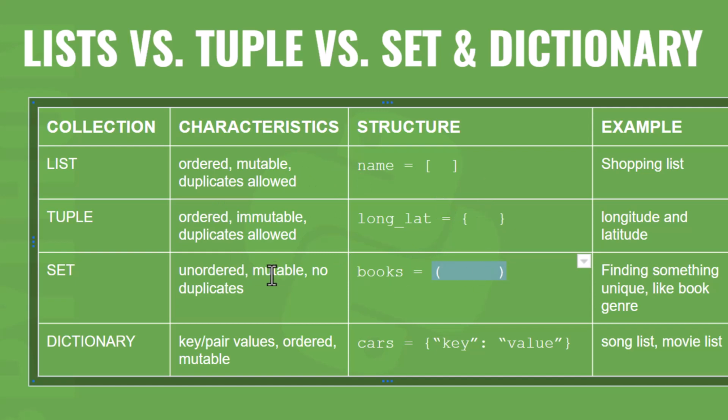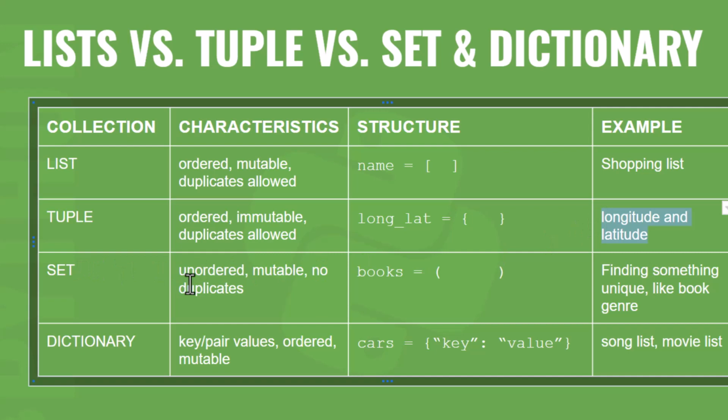So that's really a big visual difference. But coming back to the characteristics, if you look at a tuple, they're ordered, but they're immutable, meaning you cannot change them. So mutable means that you can change them. Immutable means that you cannot change them, and duplicates are allowed. So that's the two primary differences there. And as far as an example, you could use something like longitude and latitude, where you want to go to a specific place, and that cannot change.